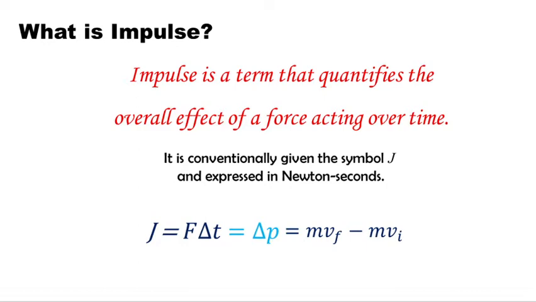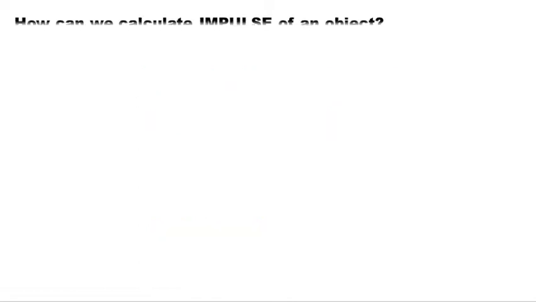This equivalence is also known as the impulse-momentum theorem. Because of this, we can make a direct connection between how a force acts on an object over time and the motion of the object. So how can we calculate the impulse of an object?